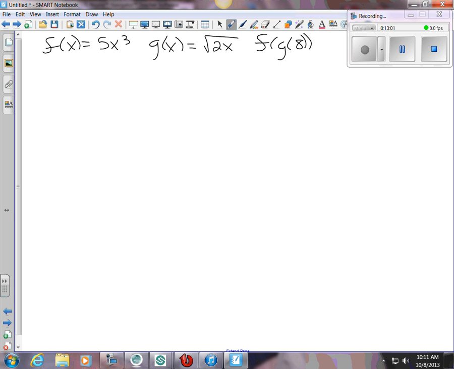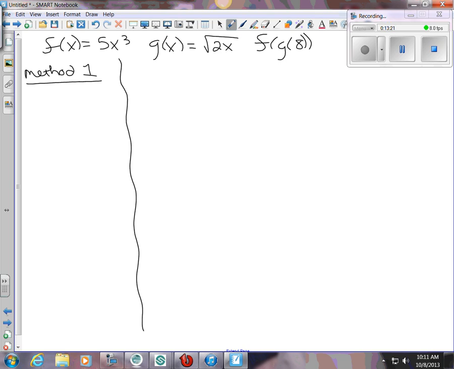So how is this different? Yeah, I've got an 8 there in the place of what? X. Okay, so we're evaluating a composition now. So there's 3 ways we're going to do it. We're going to look at method 1 first. This is the one that I prefer. I think it's the easiest, but you may think differently.